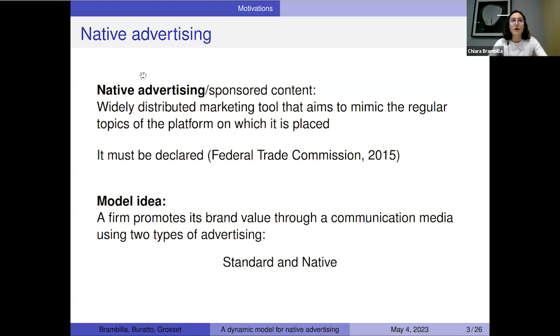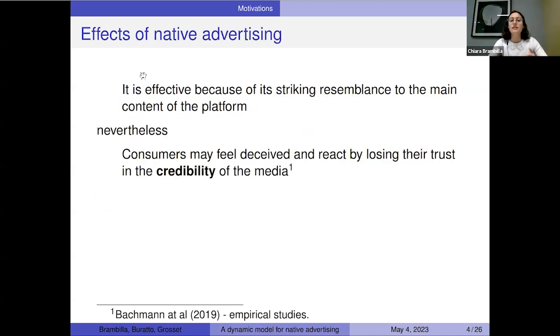So we introduce this concept of native advertising in a dynamic model created on the following idea. Let us assume that a firm wants to promote its brand value throughout a communication media using different kinds of advertising, the standard one and the native one. We have seen that native advertising may be very effective due to its striking resemblance to the main content of the platform. However, it may also have a negative effect on the perceived credibility of the media outlet. This happens because a consumer may feel deceived when he realizes that he has spent time paying attention, reading an article, watching a video, which is in fact advertising. So consumers may also react by losing their trust in the credibility of the media outlet, and this has been proven by several empirical studies.